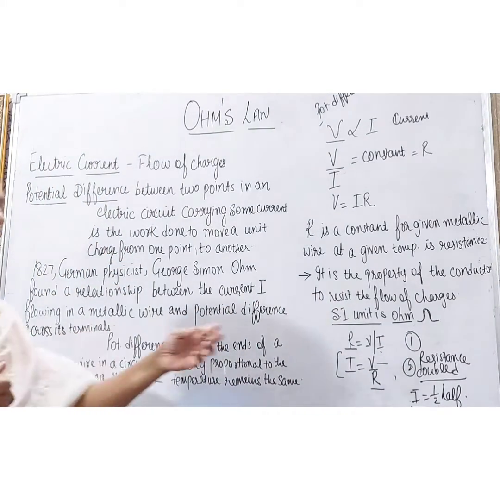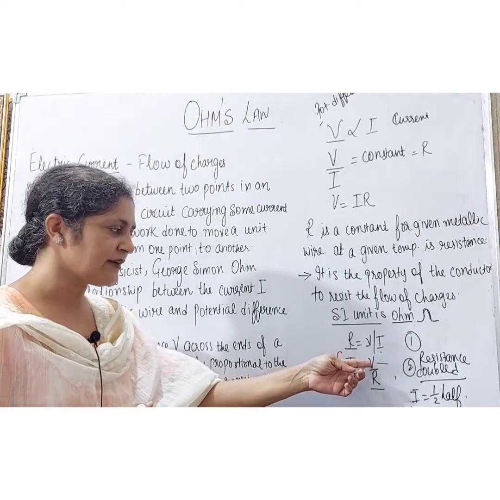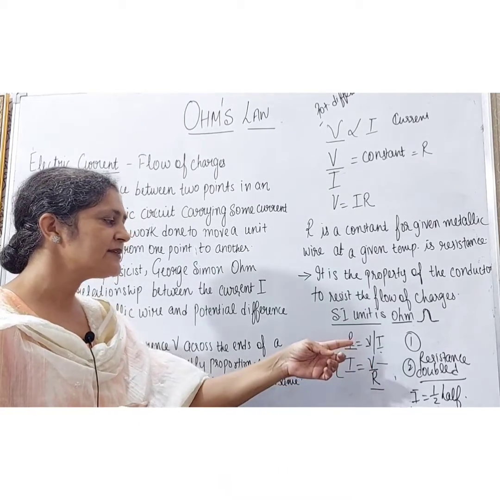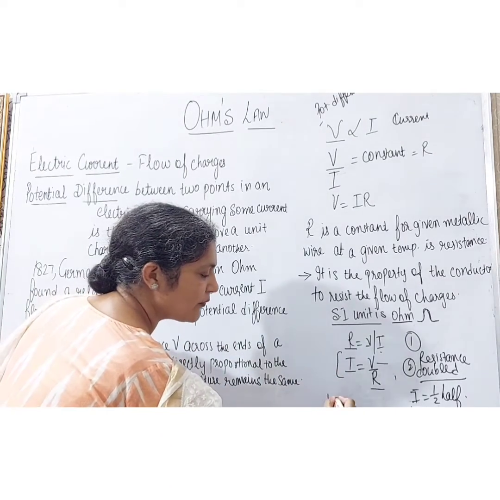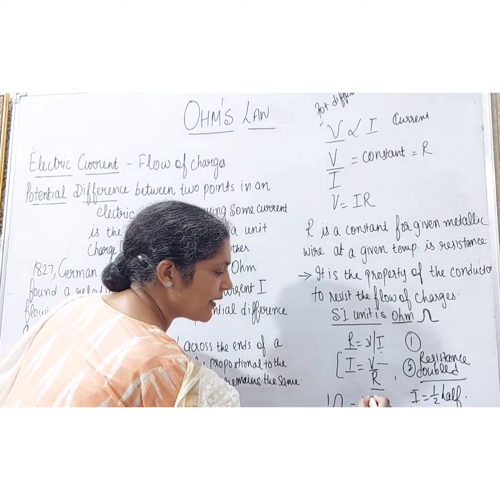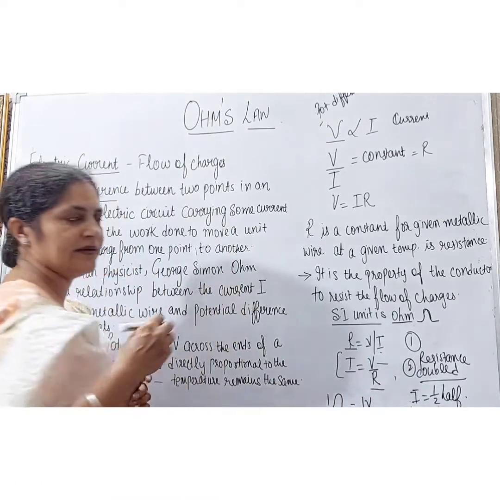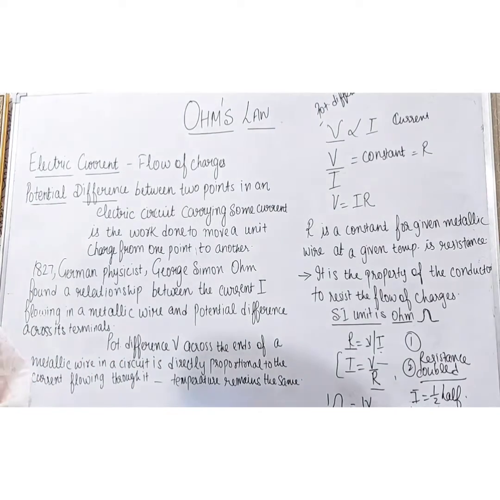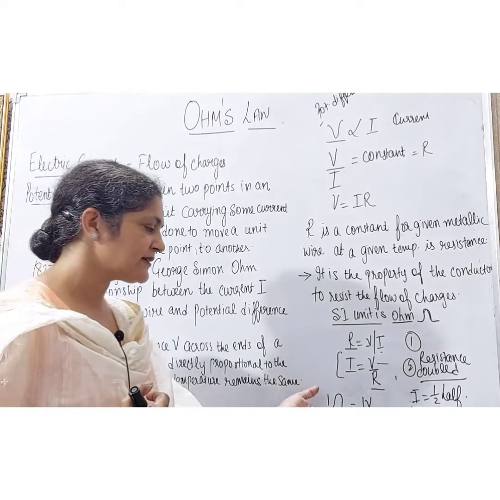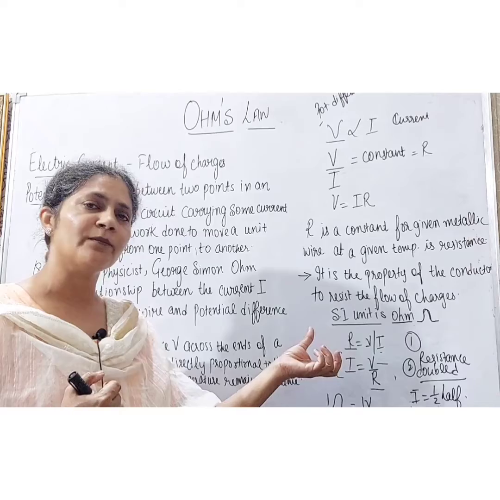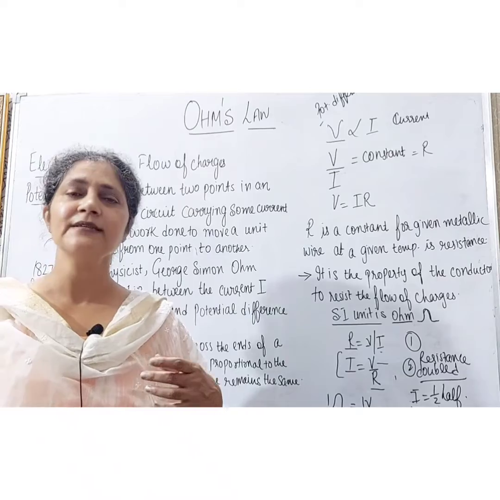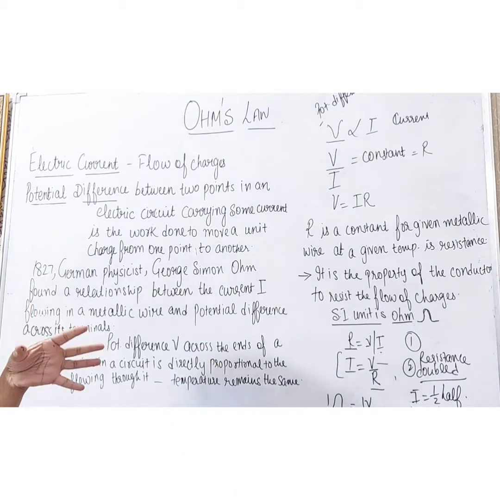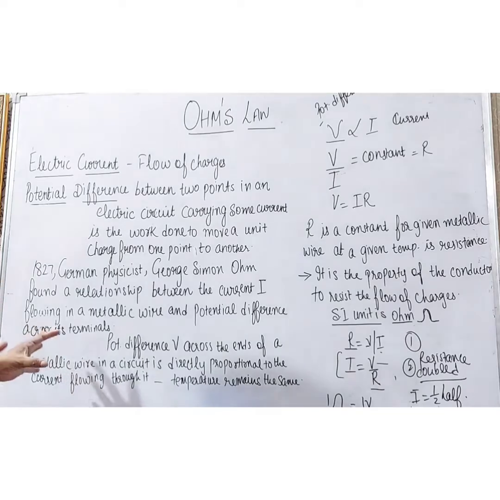Now students, if there is 1 volt of potential difference and the electric current is 1 ampere, then the resistance will be equal to 1 ohm. 1 ohm is equal to 1 volt upon 1 ampere. This is resistance. The SI unit of resistance is ohm, and it is represented by a Greek symbol. 1 ohm is equal to 1 volt upon 1 ampere: 1 volt of potential difference is driving a 1 ampere current. Right students? This was all about Ohm's law.